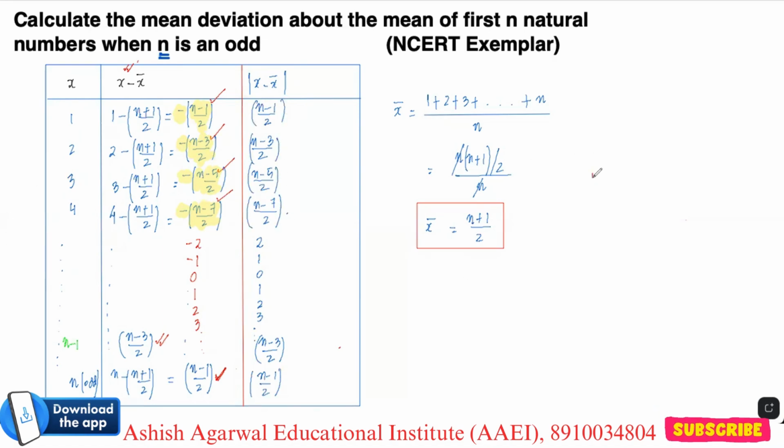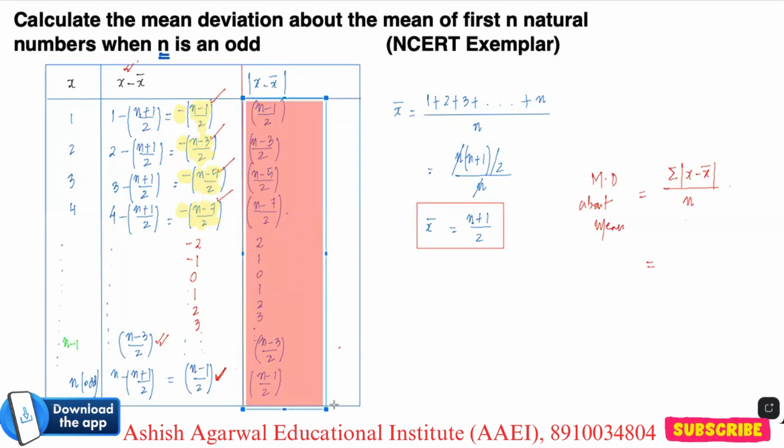Now, if we recall the formula, what is mean deviation about mean? The formula is very simple. We need to add all the deviations, the absolute values of deviations, divided by number of observations. Now, we need to add this series. इस series को हमें add करना है. तो इस series में हम क्या देख पा रहे हैं? That we have repeated terms. This term repeated twice. This term is also present twice. Look at this. It is there twice. This is there twice.